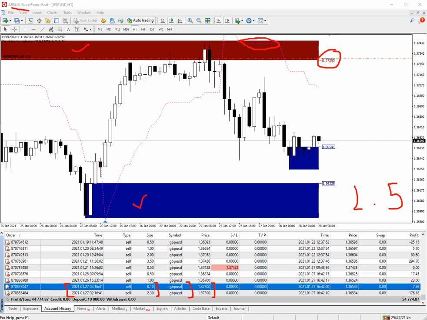We booked a total of $200 profit, and in pips, if we count, it's 80 pips of profit in GBP/USD with a lot size of 2.4. So this is how we traded on this account.